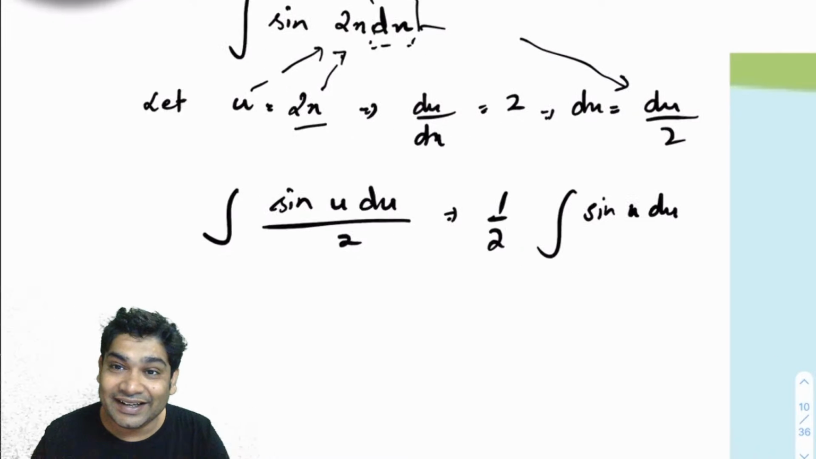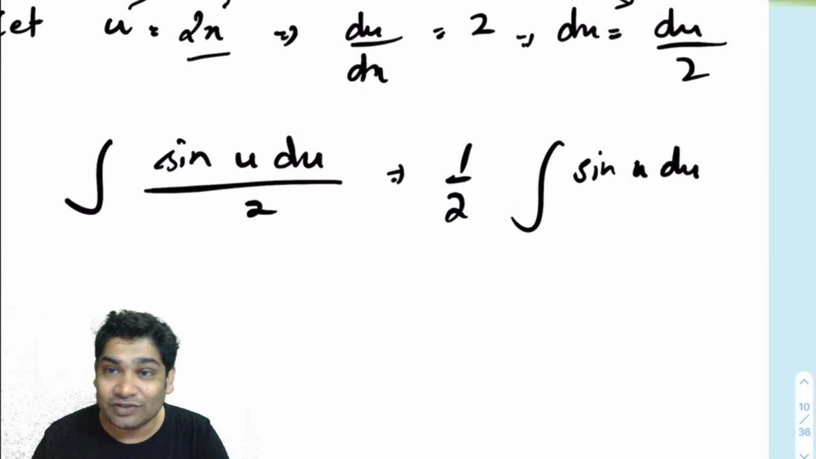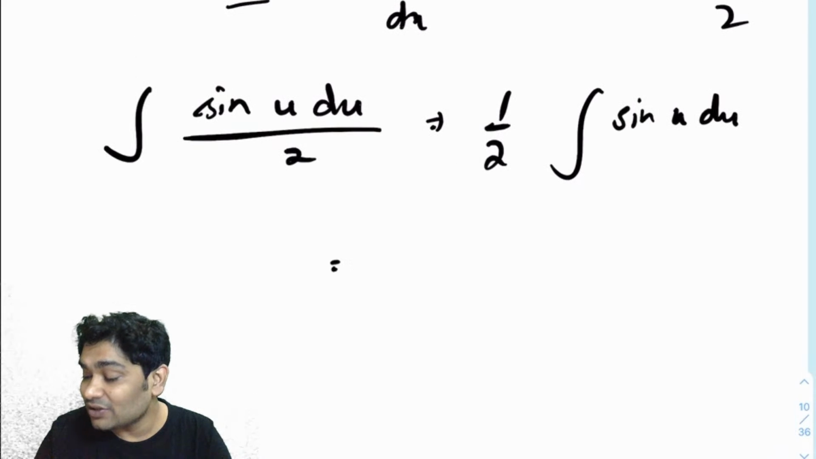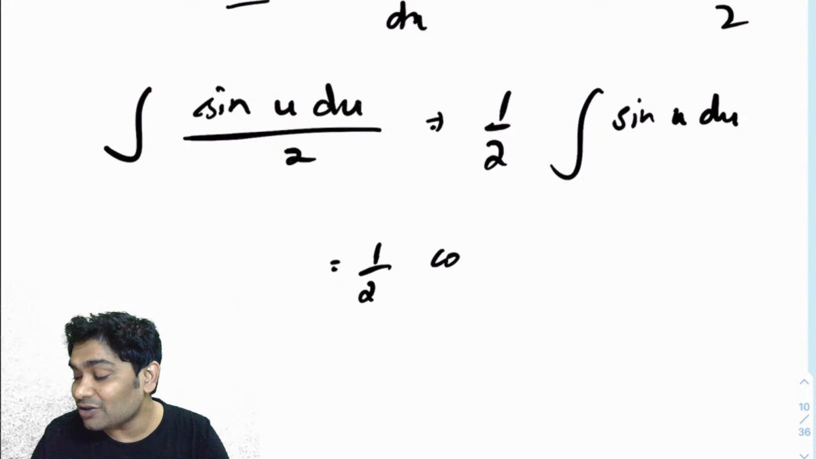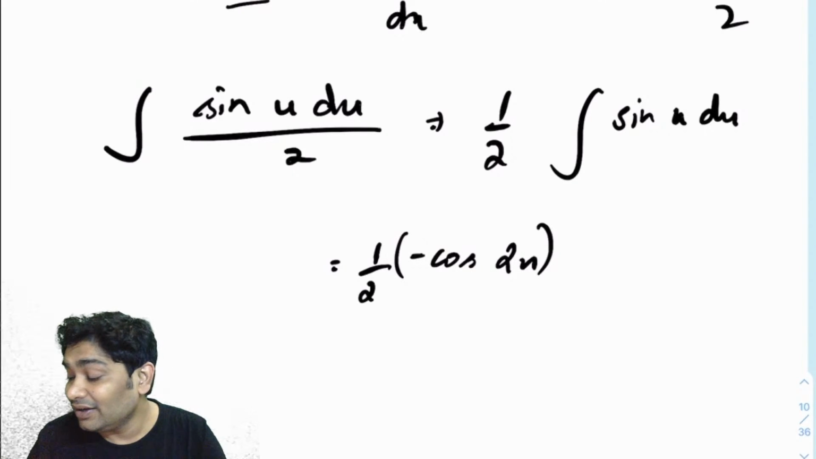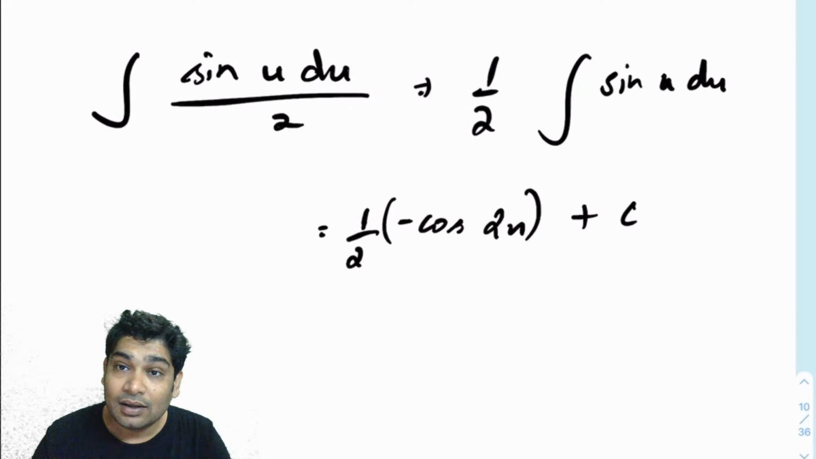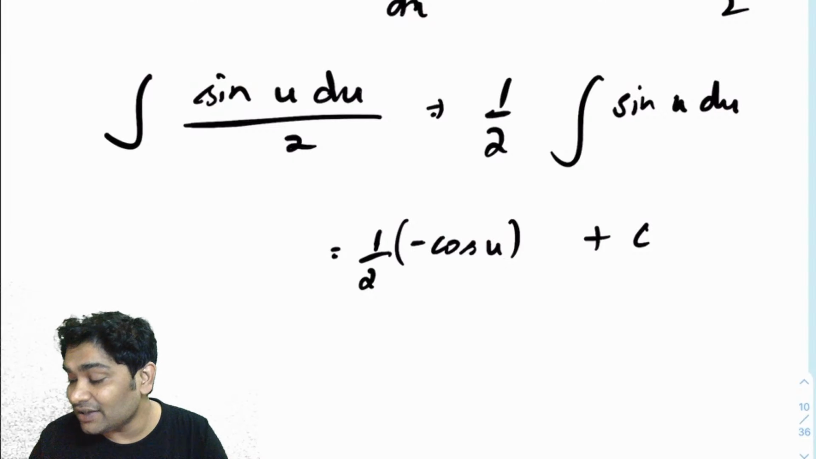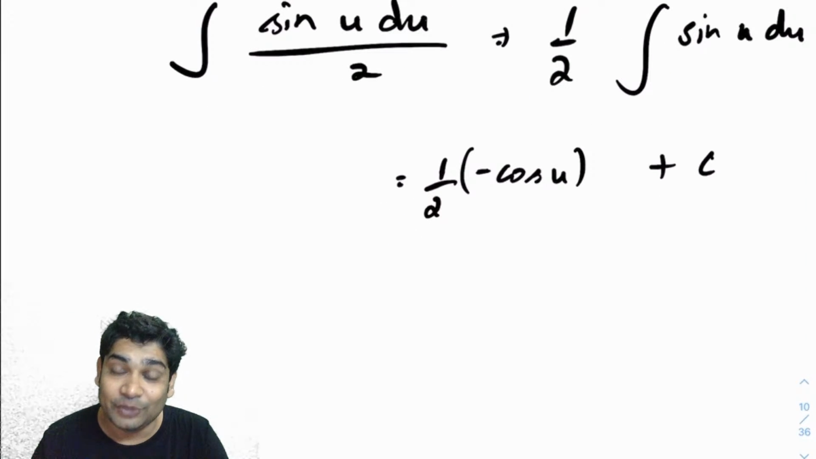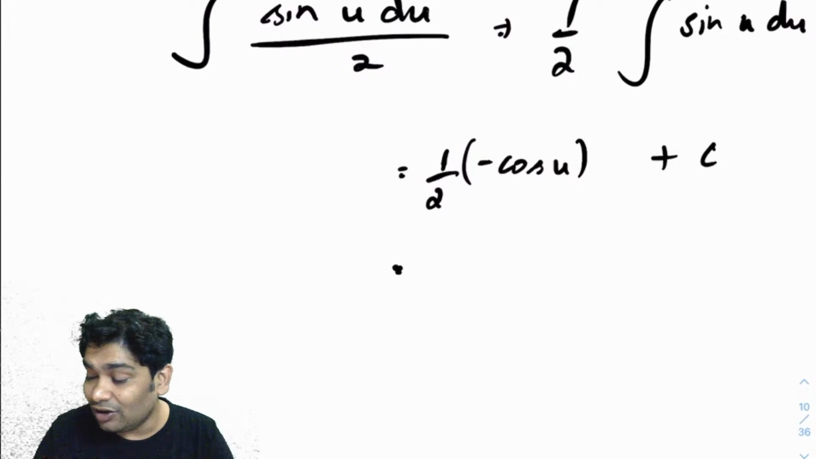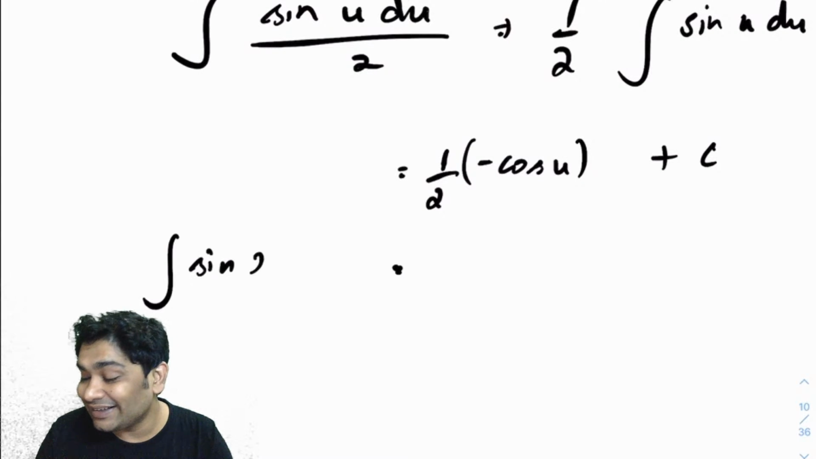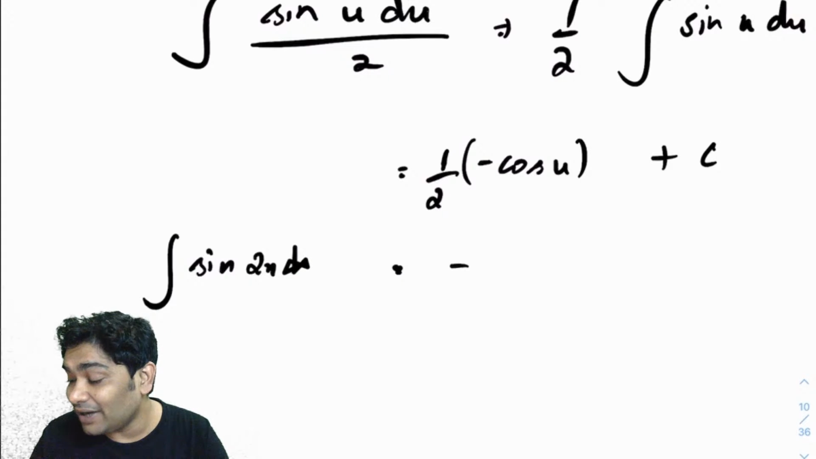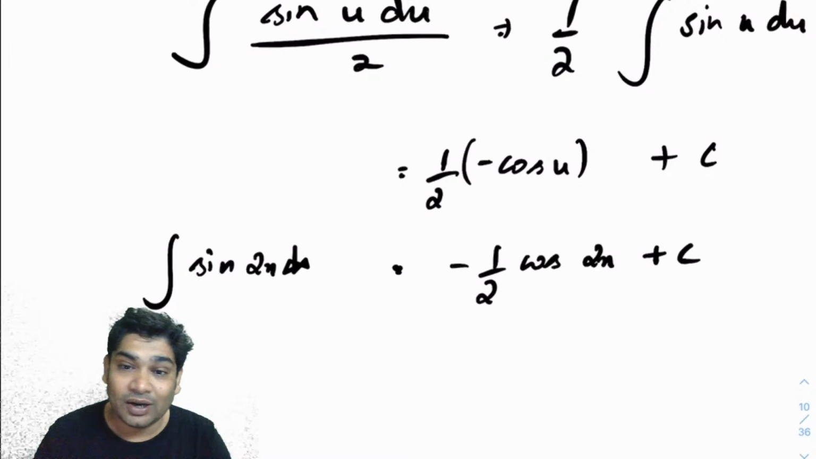Now you know the integration of sine u du. So this becomes 1 by 2 times cos u with a minus sign, plus c. Okay, sorry, it was only u. So that is your answer. Now you substitute the value of u as 2x again. So the integral of sine 2x dx you will get as minus 1 by 2 cos of 2x plus c. Alright, so that is your answer.